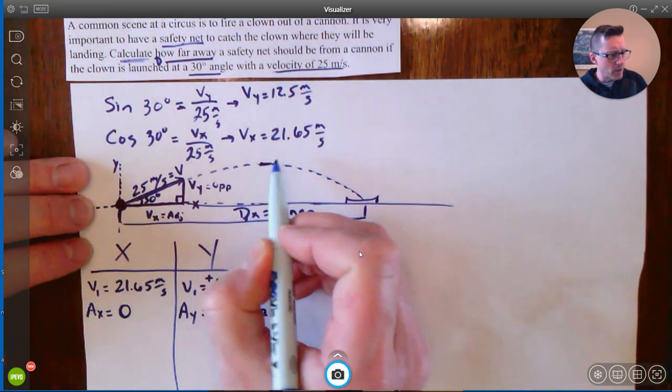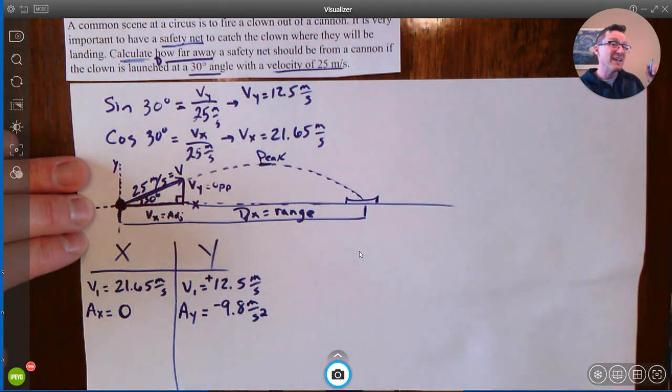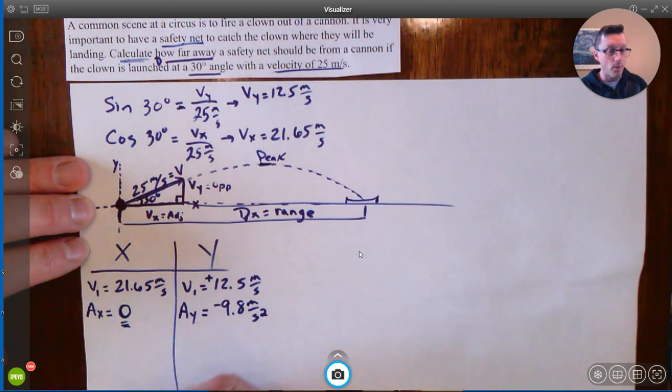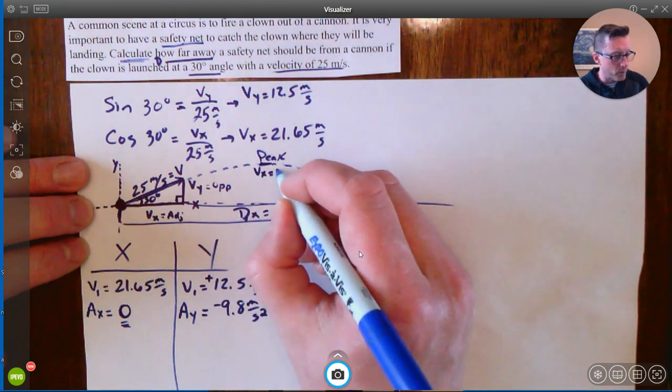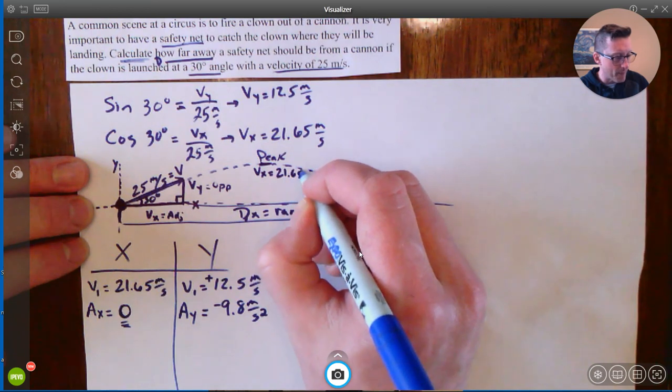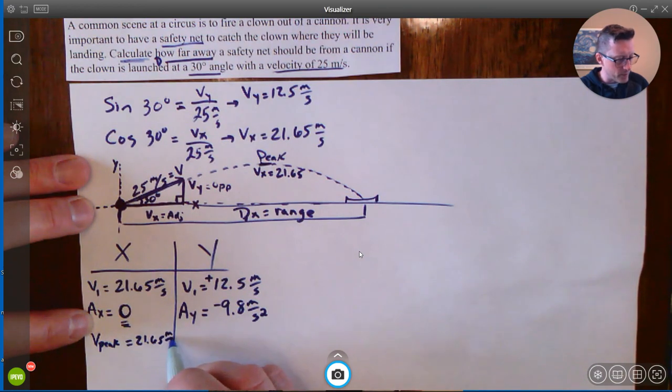So at the peak, we know two things. We know that in the side-to-side direction, in the X, because there is no acceleration, the velocity for the X is the same everywhere. Acceleration means change of velocity, and there is no change. So we know that the Vx at the peak is also our original 21.65. So I'm going to put velocity at the peak, 21.65, and again, that's meters per second.